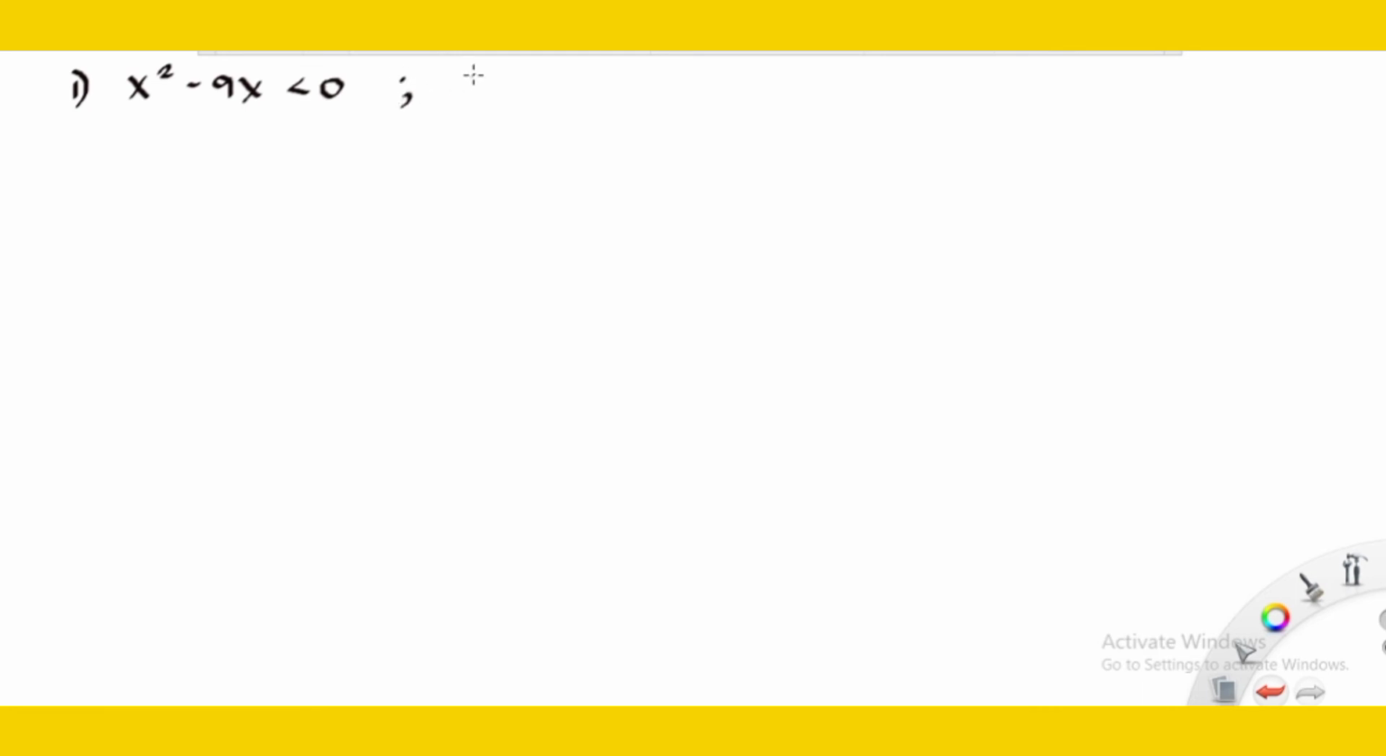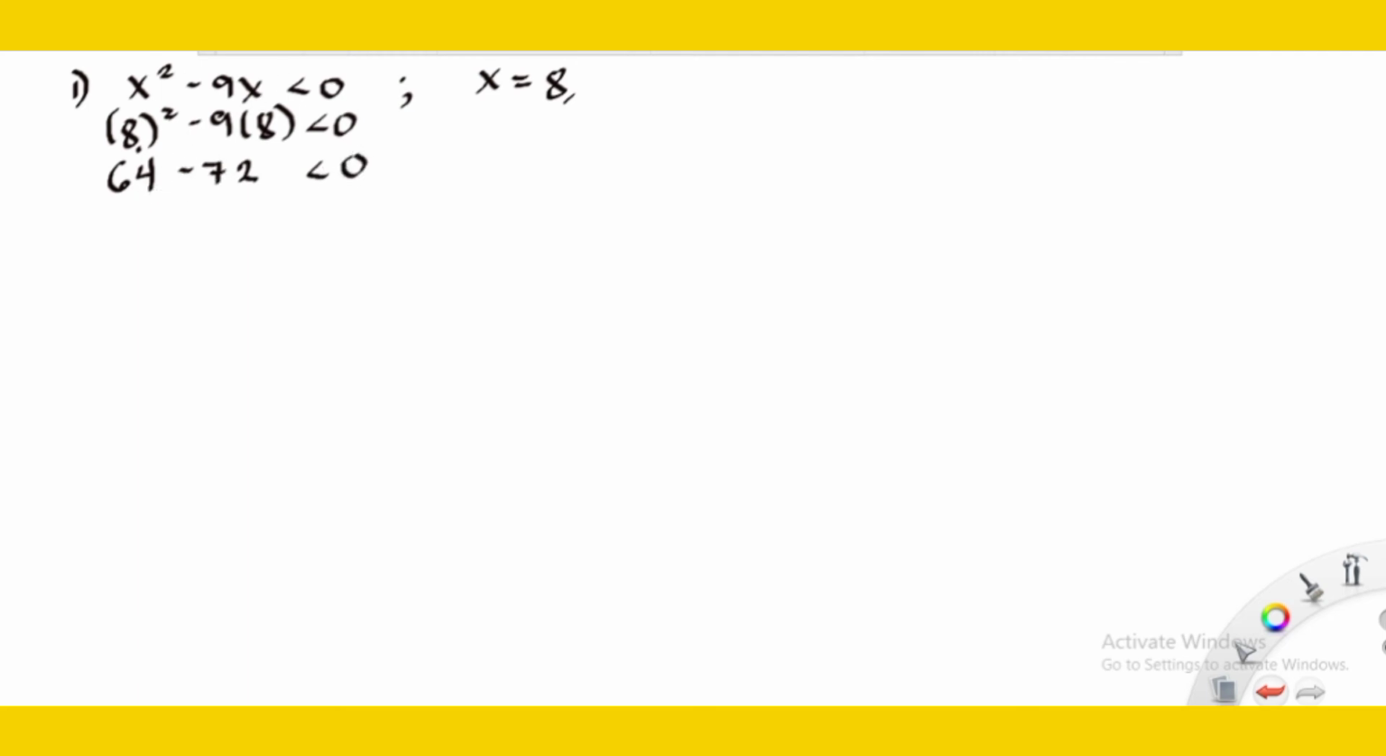So, in the quadratic inequality x squared minus 9x is less than 0, we will identify if x equals 8 is part of its solutions. Can the value of x be 8? It means, if we substitute 8 for x, will it satisfy this inequality? So, let's try to test. First, substitute 8 to x. So, this will become 8 squared minus 9 times 8. Is it less than 0?